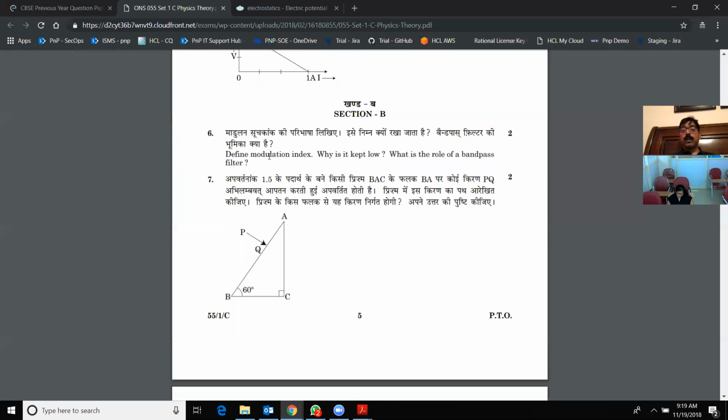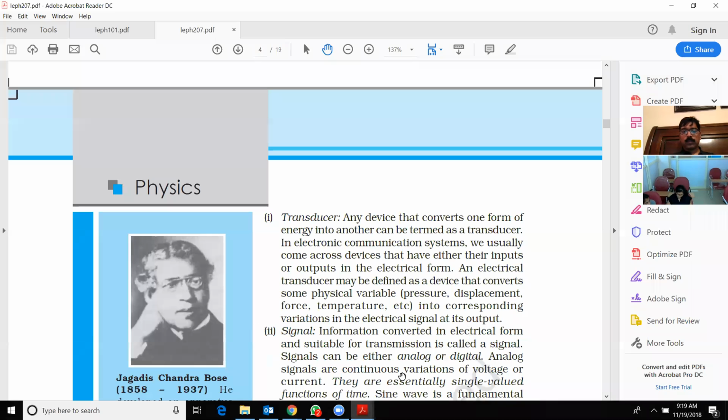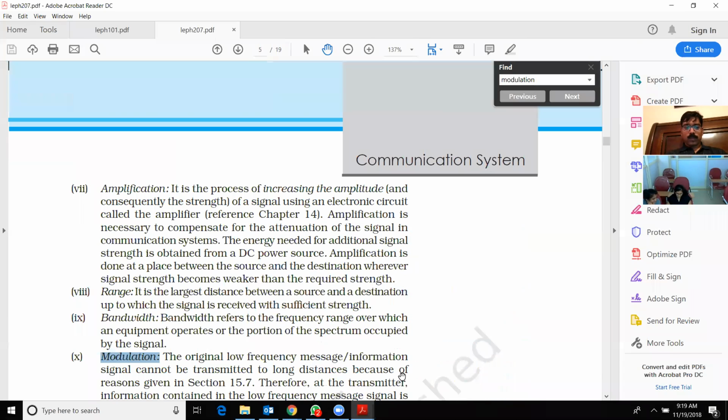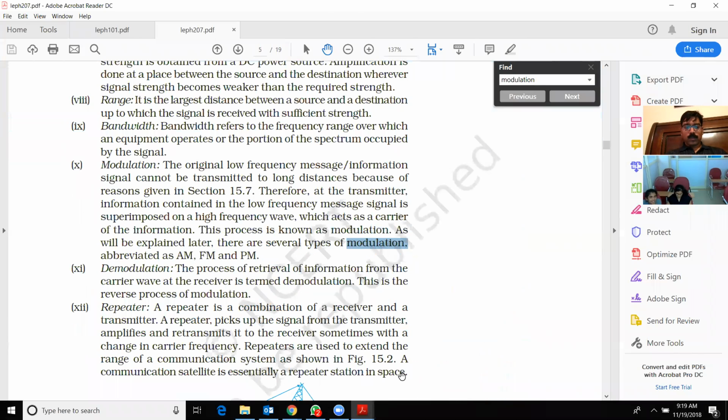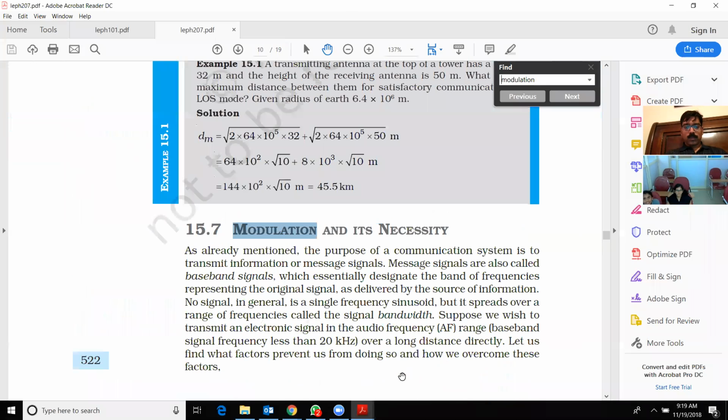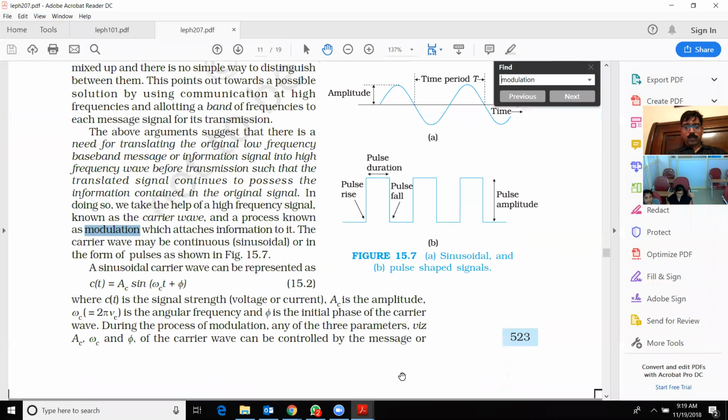3 questions basically. Define modulation index. Why is it kept low? What is the role of a band pass filter? Now, which chapter has these things? Modulation index, band pass filter, communication system, right? Communication system.